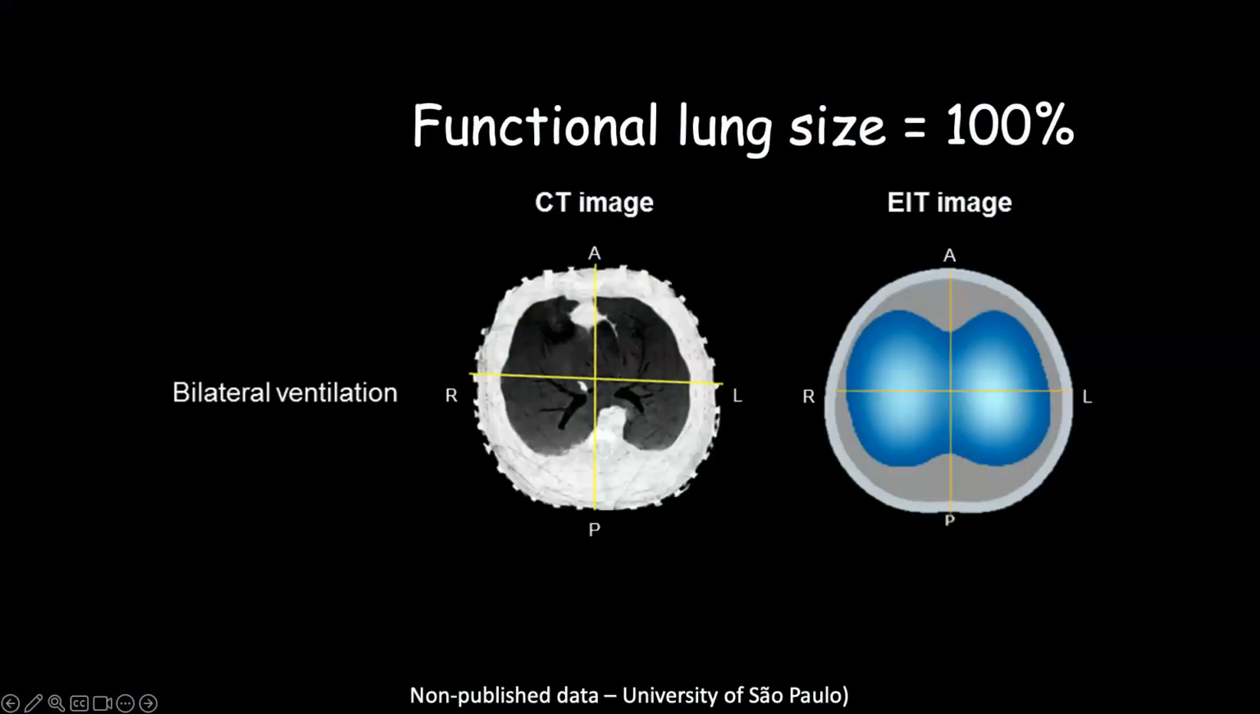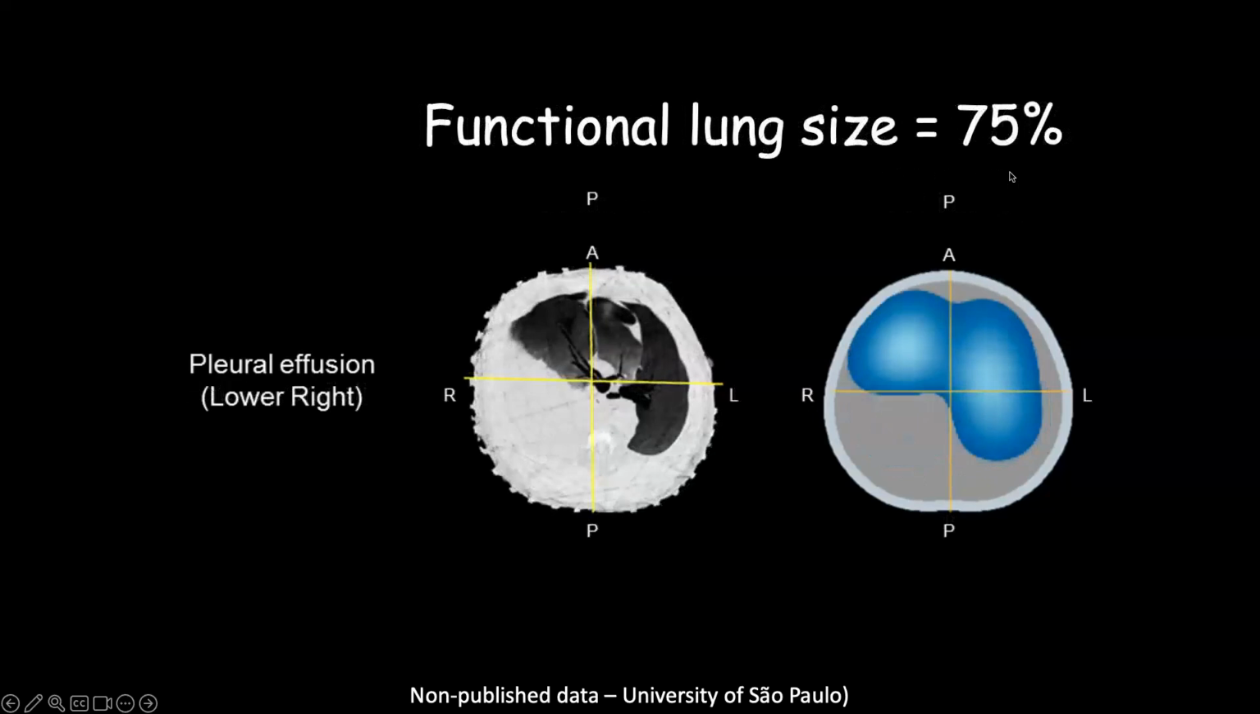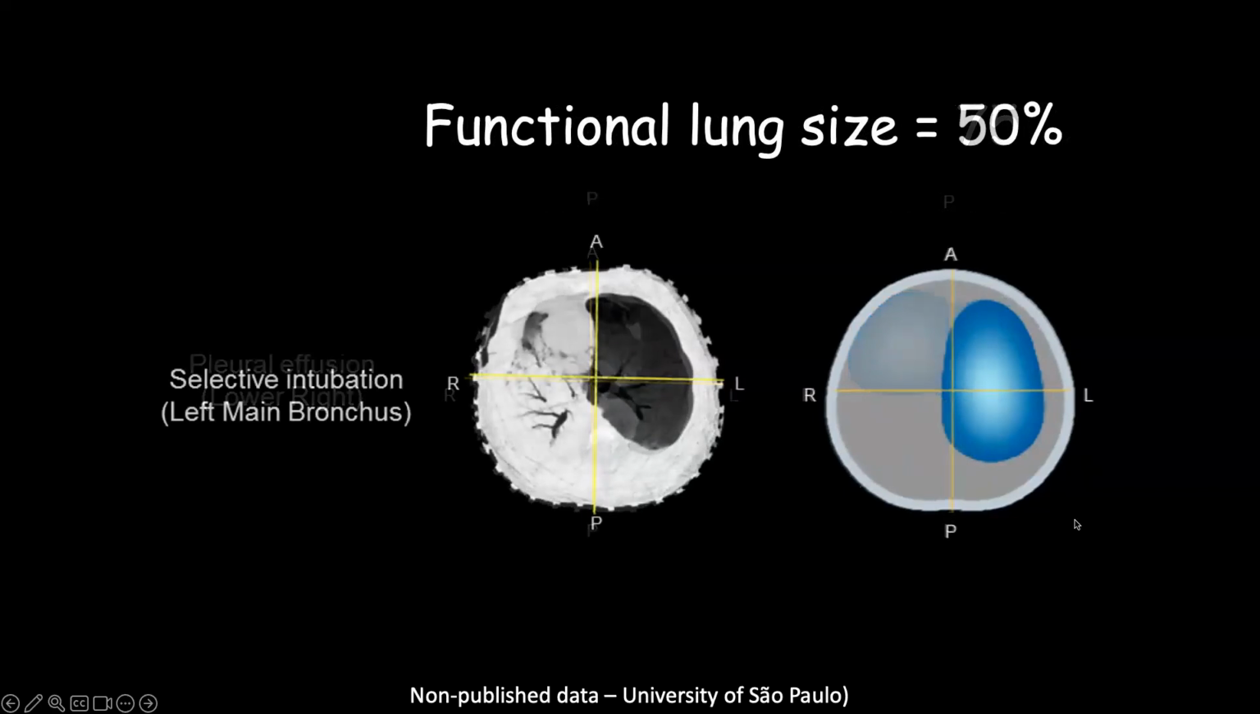This is another example assessed in our lab comparing CT and EIT. In this case, we can assume that the ventilation distribution is homogeneous, suggesting that the functional lung size is equal to 100%. In another case, we have a pleural effusion in the lower part of the right lung, and no ventilation change is shown using EIT, suggesting that we have almost 75% of the functional lung.